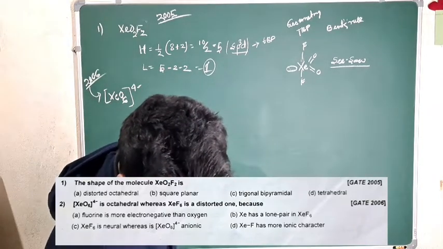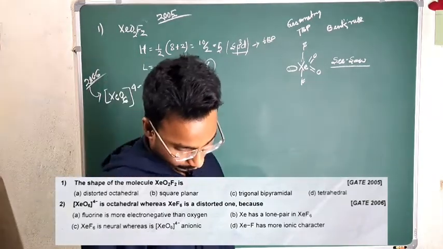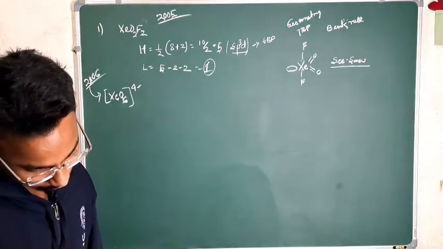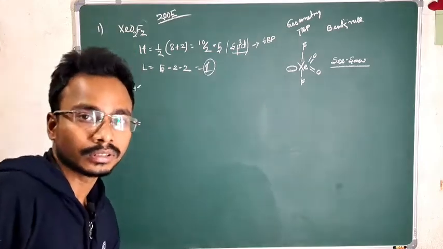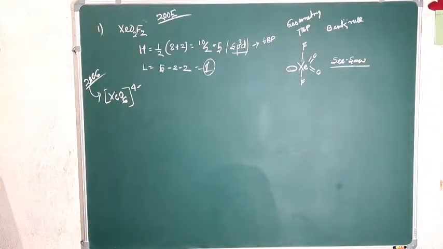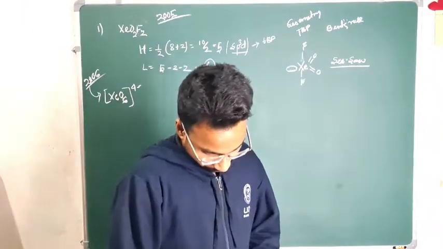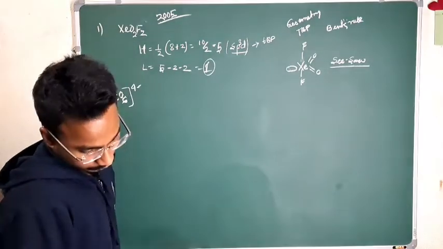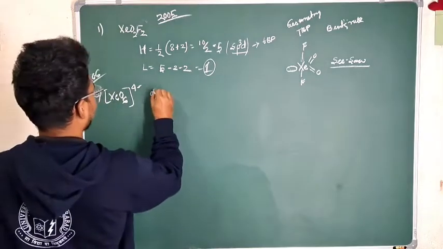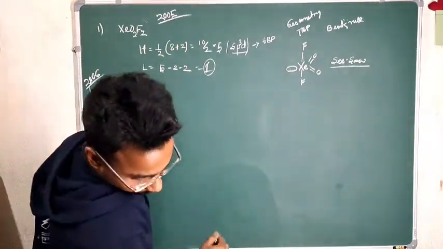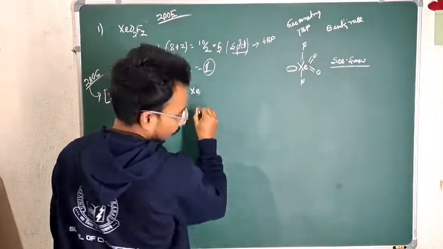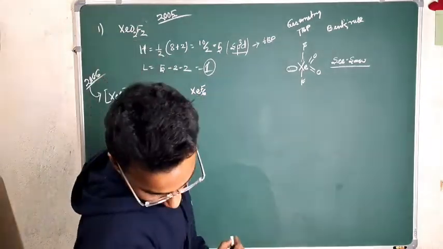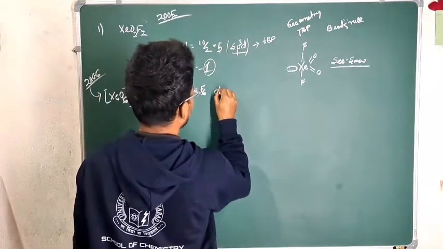They are saying that XeO6 4 minus is octahedral, whereas XeF6 is a distorted one. So they are asking about the reason why it is octahedral, while XeF6 is distorted.